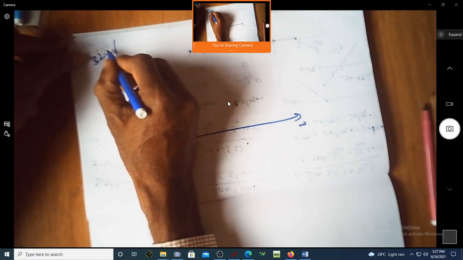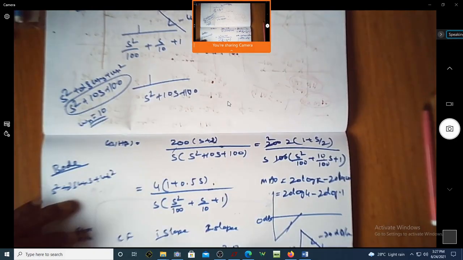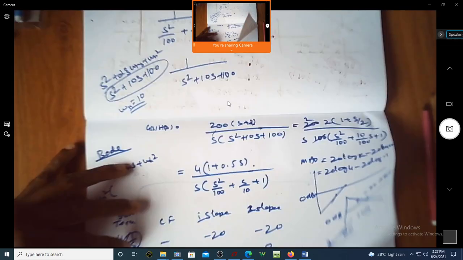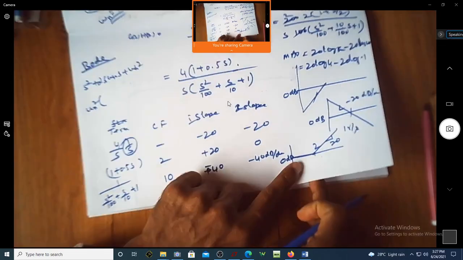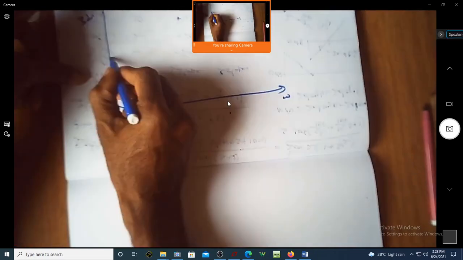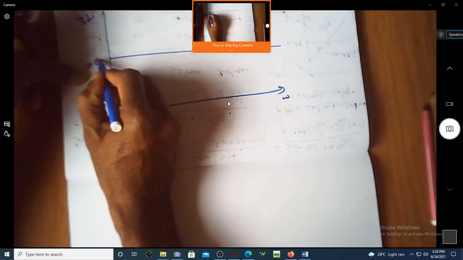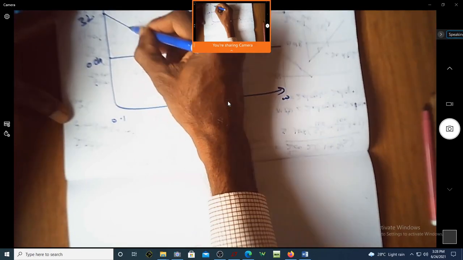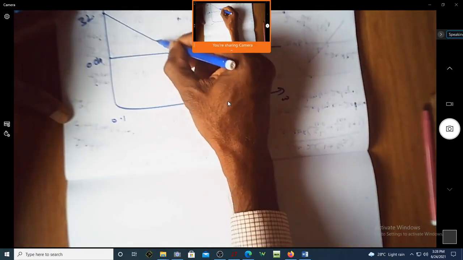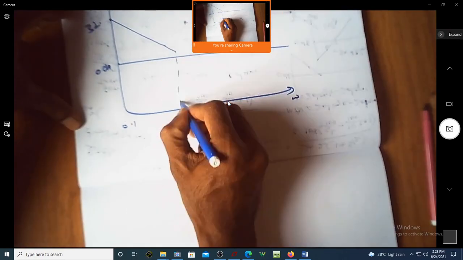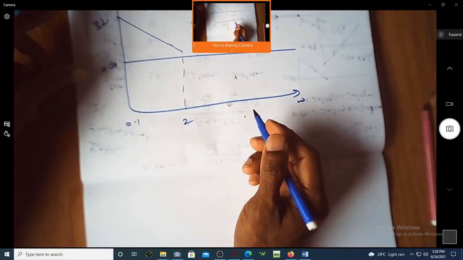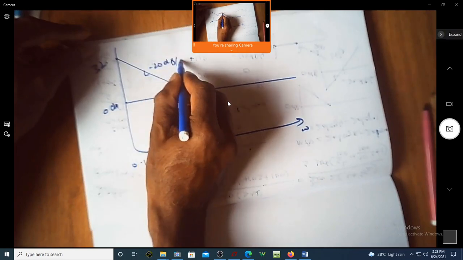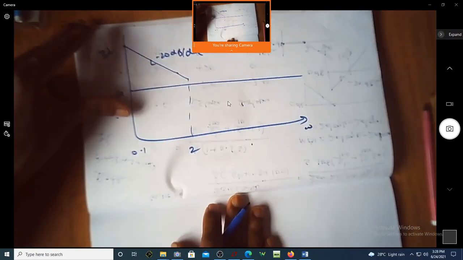Okay, 32 dB. What is the initial slope? First minus 20, minus 20. Till where? Up to 2. So I will write this as your 0 dB line. This is 0.1. Will it come till here? So assume this is 2 radian per second. What is the slope? Minus 20 dB per decade. Correct? Exactly.